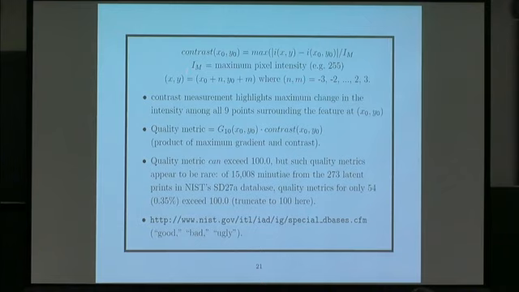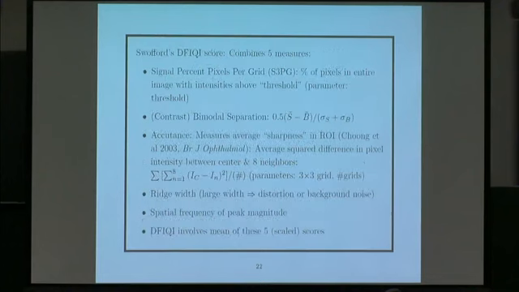So that metric, by the way, can exceed 100. There was nothing in here that guaranteed it was between 0 and 100. But out of the 15,000 minutiae in the 273 latent prints in the NIST database, the quality metrics for only about 54 of them exceeded 100. So we're just going to truncate it to 100. As I say, they have categorized the prints as good, bad, and ugly.